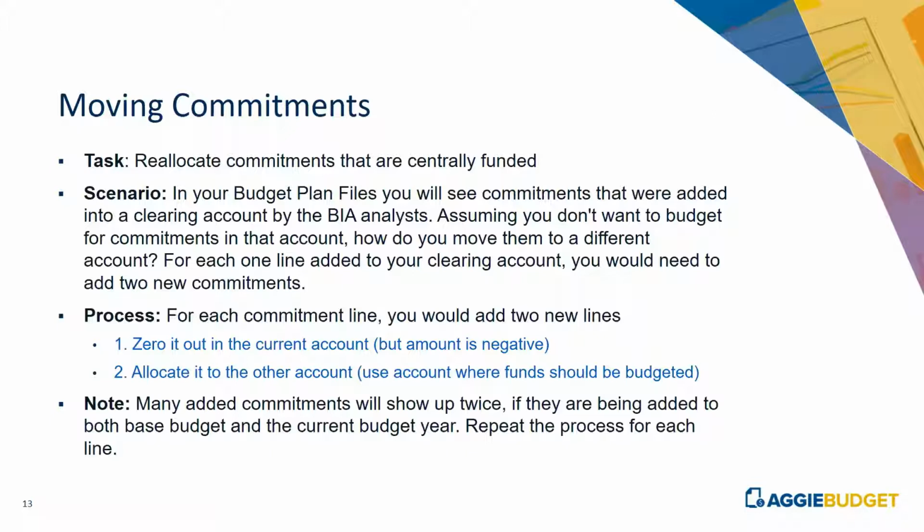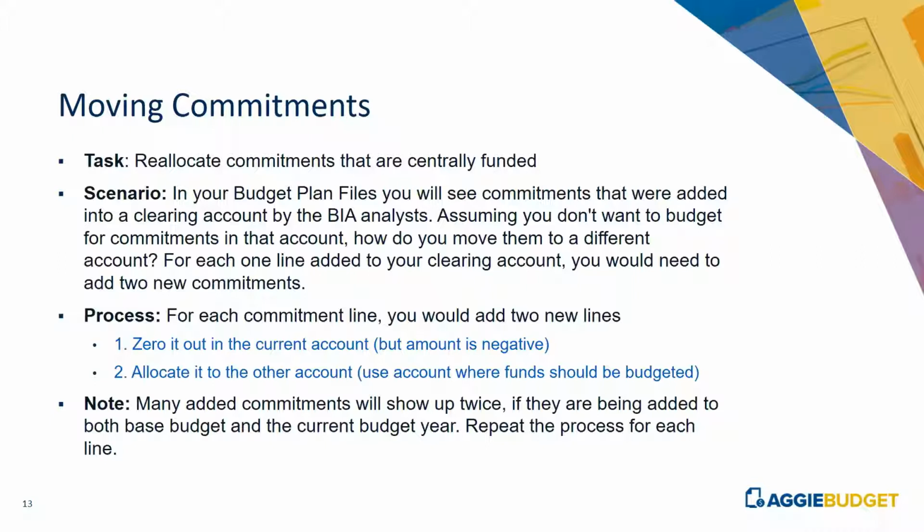There's a two-step process. For each one line that's added to your clearing account, you have to add 2 new commitments. And basically, you're going to first zero it out of the current account. And it's pretty easy to do because you're going to duplicate the line, but make the amount be negative this time. And the second step is to allocate it to the other account. And that just involves adding another new commitment line with the account block or account number, really, where you want it to be budgeted.